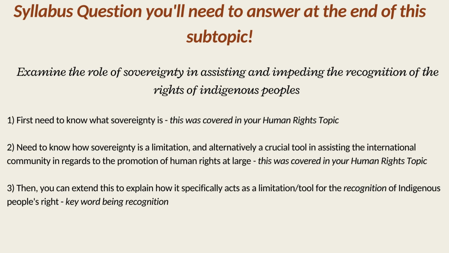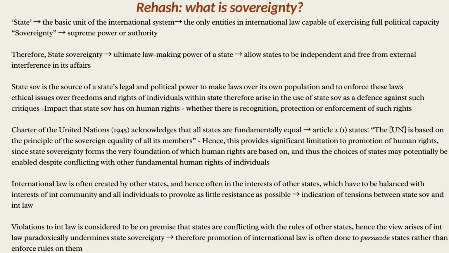1. First, you need to know what sovereignty is. This was covered in your human rights topic. 2. You need to know how sovereignty is a limitation and alternatively a crucial tool in assisting the international community in regards to the promotion of human rights at large. This was covered in your human rights topic. Then you can extend this to explain how it specifically acts as a limitation tool for the recognition of Indigenous peoples' rights. Keyword being recognition.